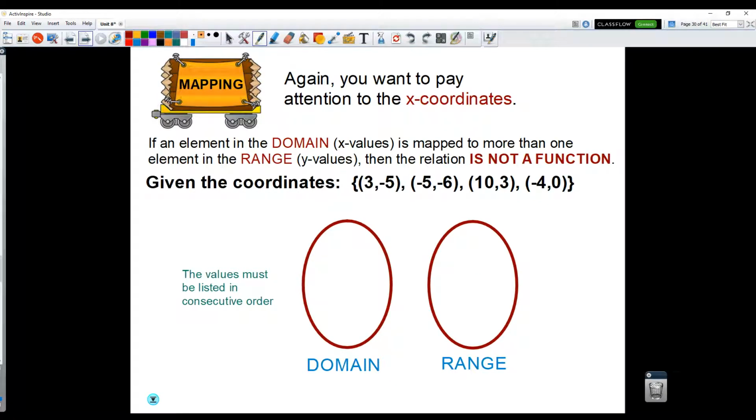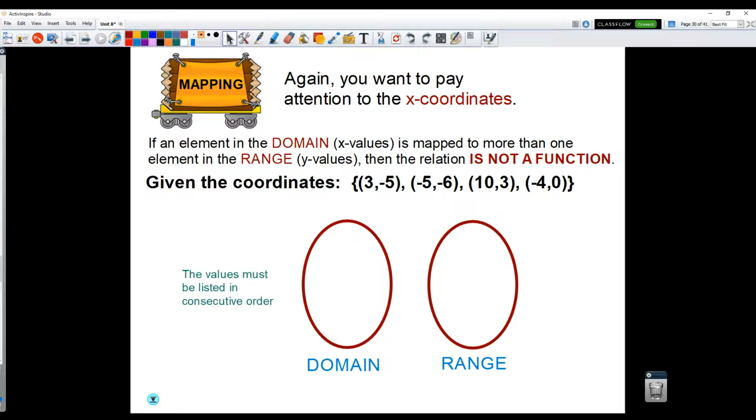Again, you want to pay attention to the x coordinates. If any element in the domain, your x values, is mapped to more than one element in the range, which is your y values, then it is not a function.